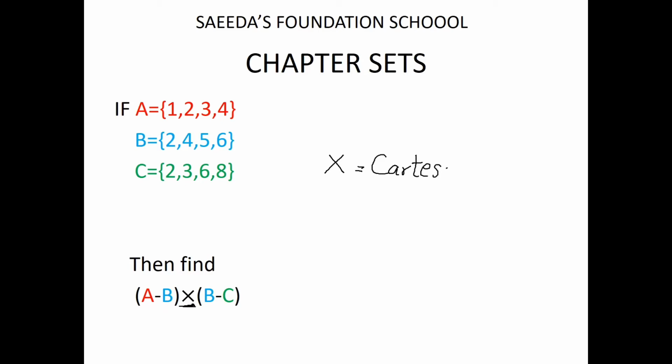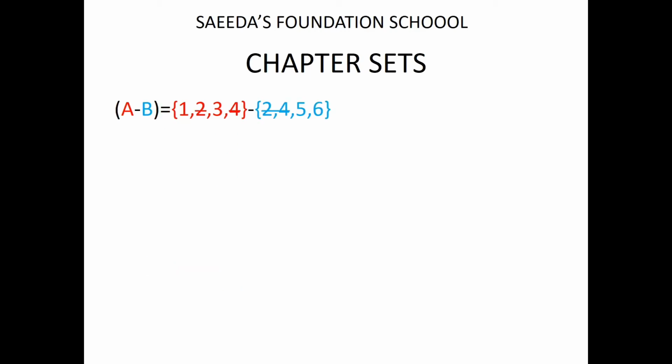Now let's understand what is the Cartesian product. The Cartesian product is basically finding out ordered pairs from both the sets, which will represent the 2 points on x and y axis on the graph. We'll find out the Cartesian product of these two sets, but first of all we are going to find out A minus B and B minus C, and the answer that we get, then we are going to find the Cartesian product. So let's find out A minus B first.